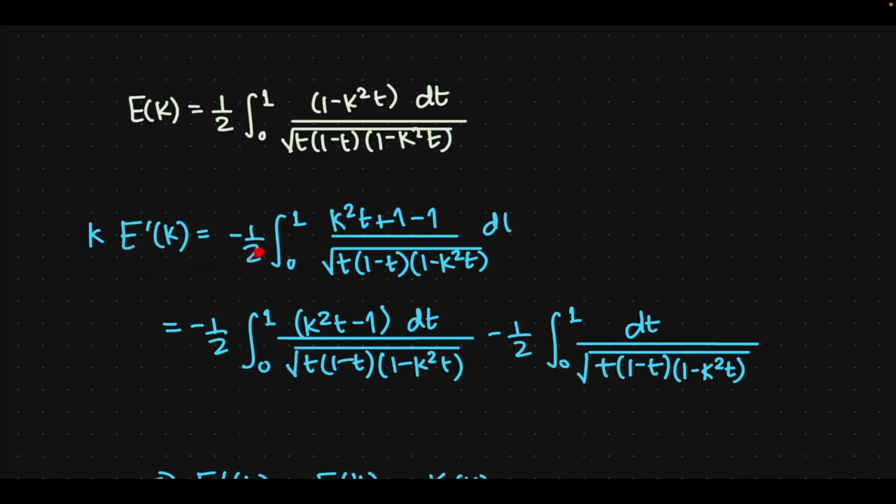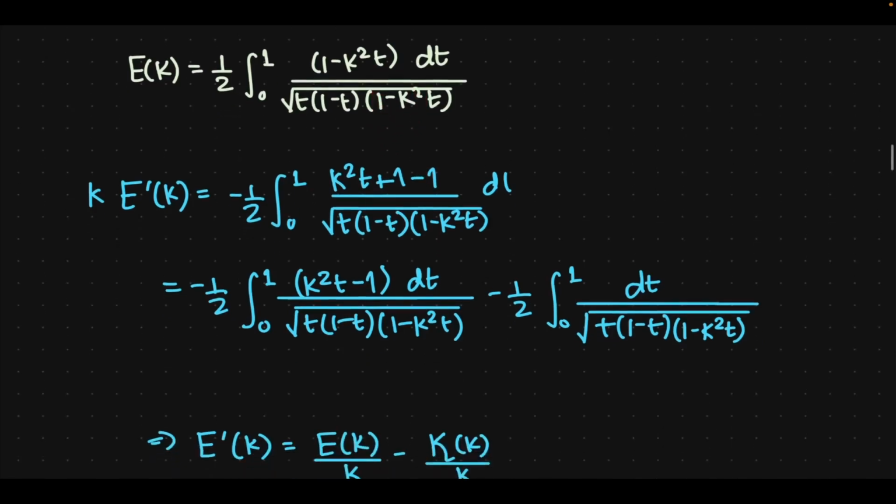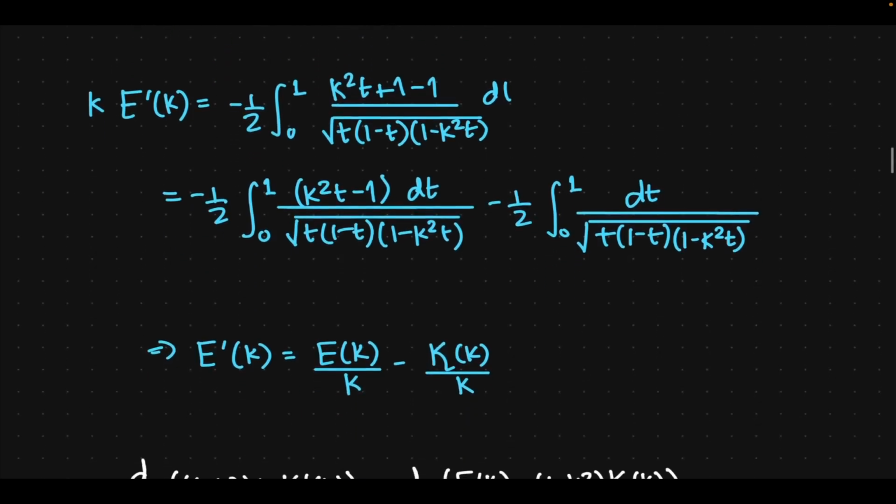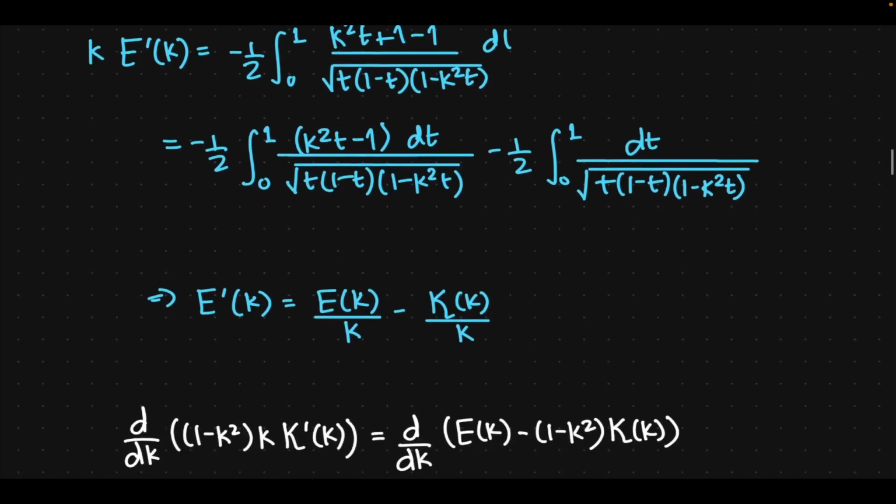So that gives us negative 1 half integral 0 to 1 of k squared t divided by t times (1 minus t)(1 minus k squared t), and we're adding and subtracting 1 because of the way the process goes, and we have a dt there, equals minus 1 half integral 0 to 1 of (k squared t minus 1) divided by square root t times (1 minus t)(1 minus k squared t), minus 1 half integral 0 to 1 dt over square root t times (1 minus t) times (1 minus k squared t).